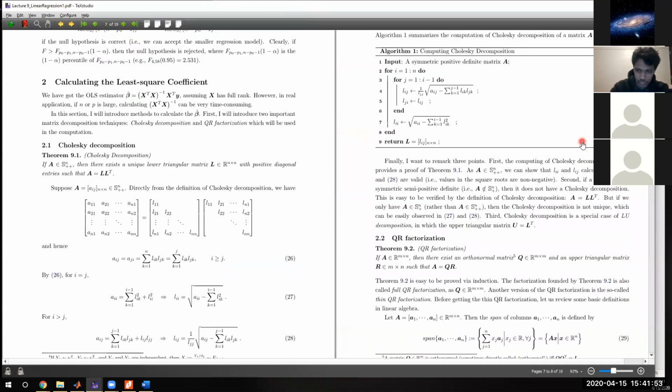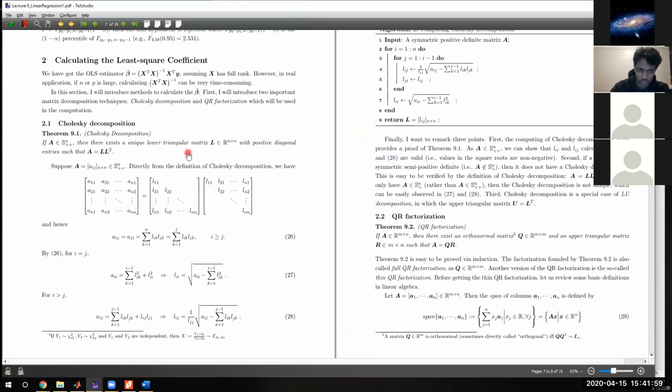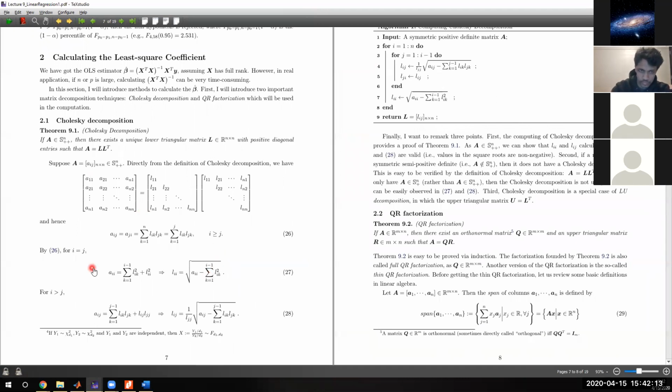Be careful that if A is positive semi-definite, then your decomposition may not be unique. Why? Because you may have some problems here. If a matrix A is positive definite, then all diagonal elements must be strictly positive. However, if it is positive semi-definite, then the A_ii could be 0.